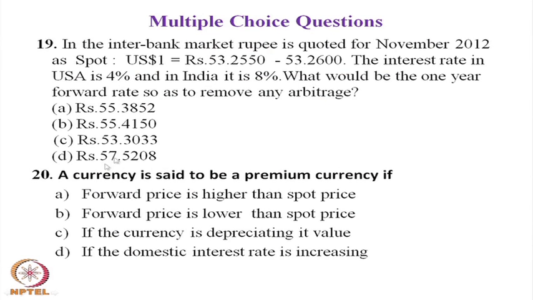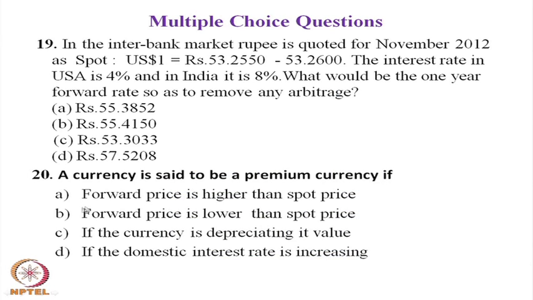Okay, 19th question done. Question number 20: a currency is said to be a premium currency when its value is increasing, so the forward price will be more than the spot price. So the answer to question number 20 is A: if the forward price is higher than the spot price, then the currency is said to be a premium currency.